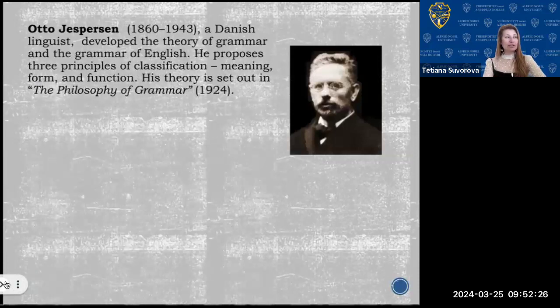Then Otto Jespersen, a Danish linguist, developed the theory of grammar of the English language. He proposed three principles of classification. These are meaning, form, and function. That is what I mentioned. And nowadays, it is a must that you should consider these three aspects in order to describe whatever you describe in the language. And that is why the principle of the division into the unit, and that is why the third is considered to be a unit of grammar, because it has no meaning.